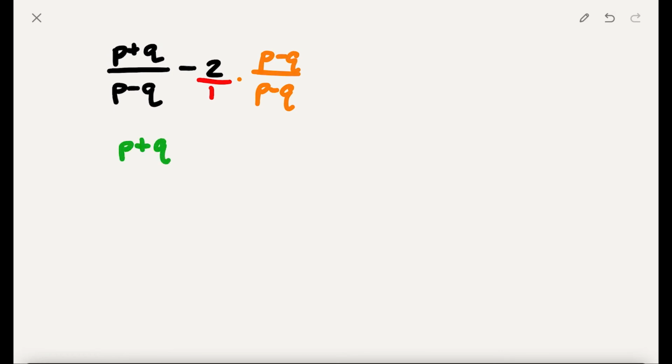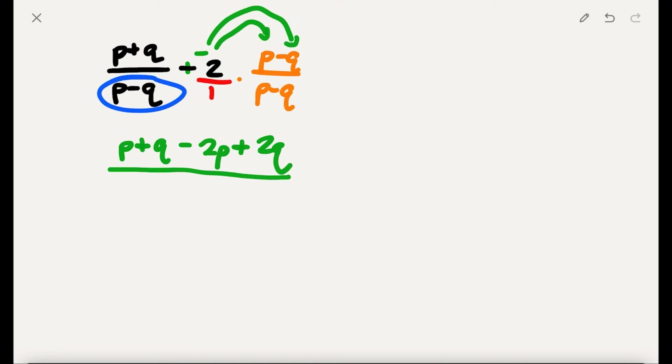So now, if I simplified everything, you're going to have p plus q, then this is a minus, so I'm going to do a negative with it. And I'm going to distribute to each one of these over here, this negative 2, so it's going to be minus 2p plus 2q. And if you notice, the denominators are the same for each of these. So I'm going to be divided by p minus q.